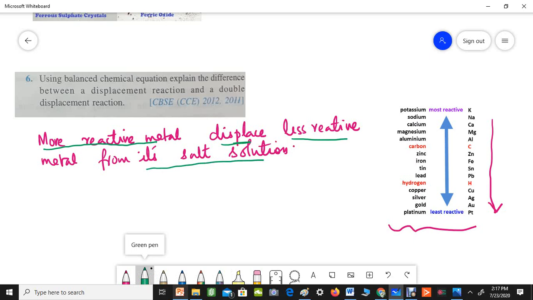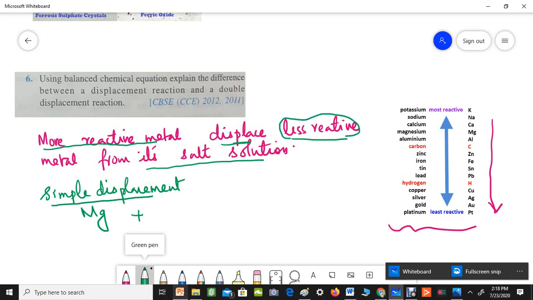So you already know we have two kinds of displacement reaction. The first one is simple displacement reaction, and the second one is double displacement reaction. In simple displacement reaction, only one type of displacement is taking place. For example, if I am taking magnesium, the most reactive metal, you need to take the less reactive metal as any of the metal which is coming down from magnesium. I'm taking copper here, copper sulfate, because we need to take a salt solution.